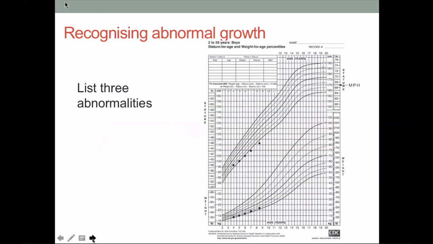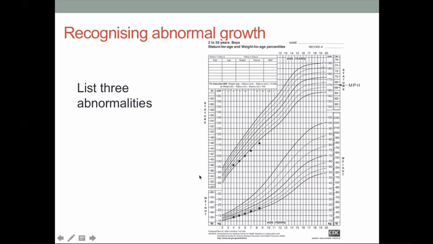Right, so let's do a quick question. I want all of you, if possible, to take out a pencil or pen and a piece of scrap paper, or your tabs, and just list 3 abnormalities that you see in this growth chart. So you can see this is a growth chart for boys between 2 to 20 years, right? It shows stature for age and weight for age. Stature or height is shown here.